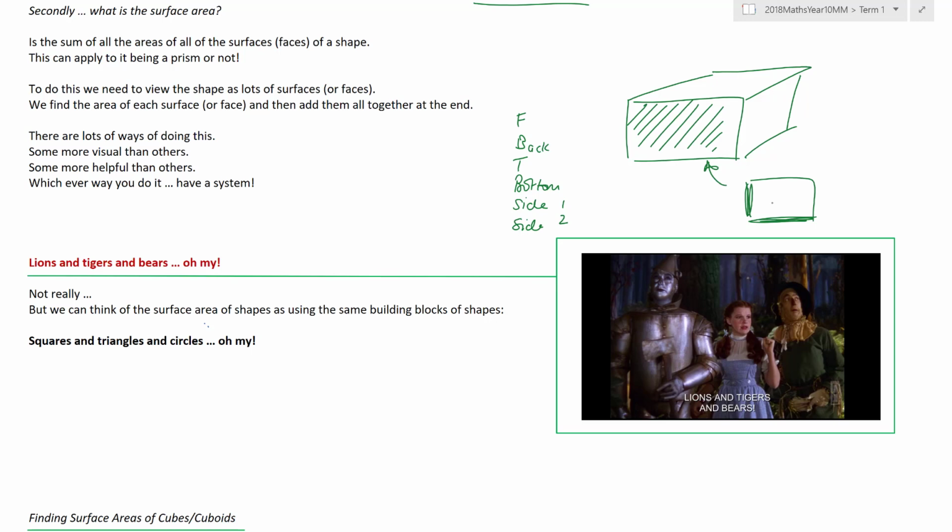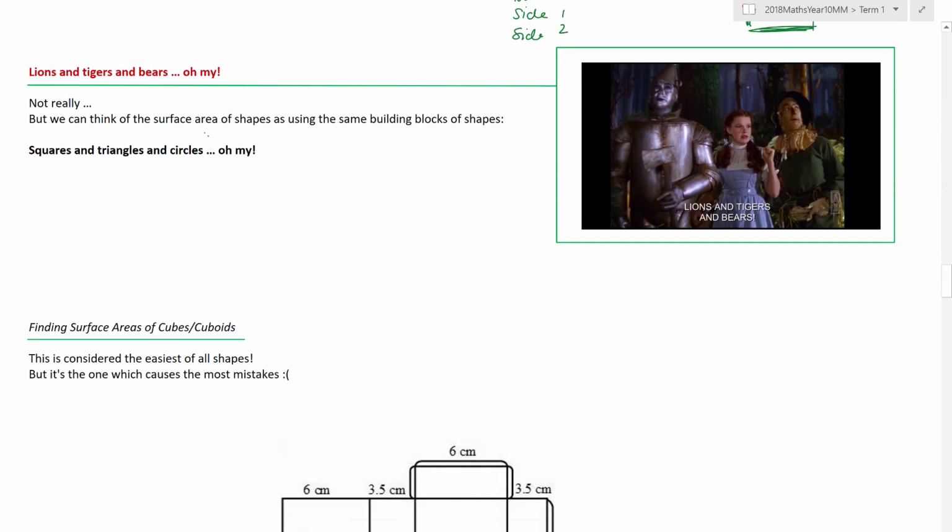Now, again, if we were really lucky, the area of the front and the area of the back for a cuboid is going to be the same. So we only need to do one calculation, right? But surface area is just that. Look at each of the surfaces of the shape and find the area. And then total surface area is adding them all together.